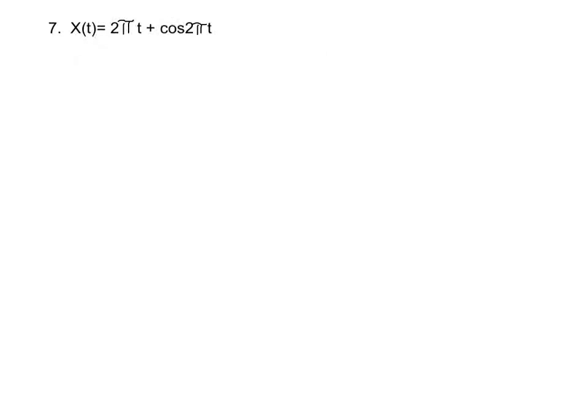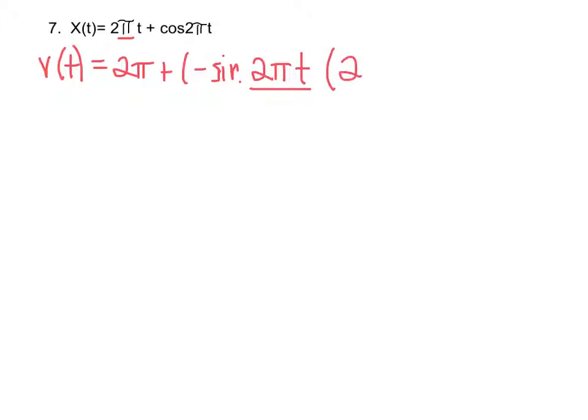Okay, now number 7 just wanted a velocity equation and an acceleration equation. So let's start by taking the velocity. So remember that 2 pi is just a constant, so that's like 3t or 6t or 7t. So the derivative of that would just be 2 pi plus, now the derivative of cosine is negative sine. So we're going to put negative sine 2 pi t, and then we have to take the derivative of the inside there, which would be 2 pi.